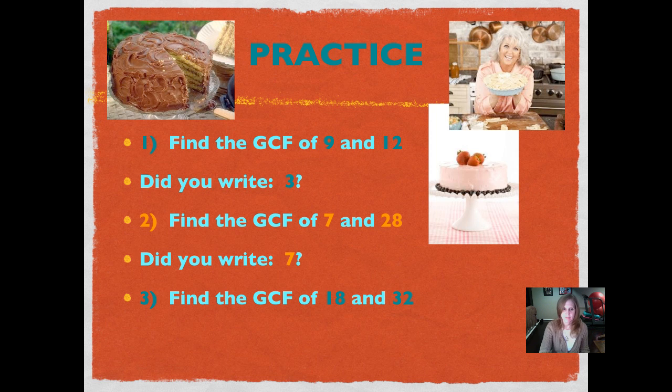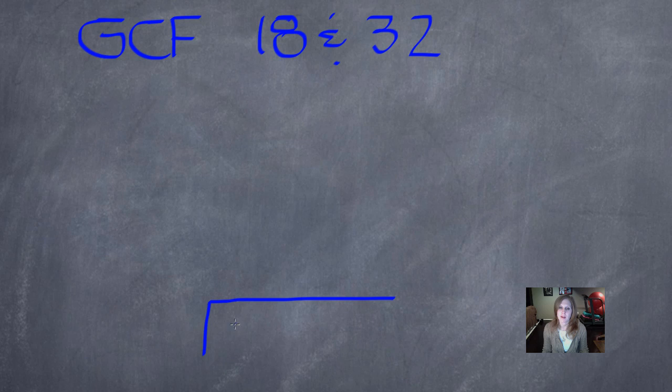Did you write 2? That seems mighty small for the numbers 18 and 32. We better check that, see how we did it. So we're going to put 18 and 32 in the bottom layer of our cake. And I'm going to divide them both by the easiest number I know to divide them both by, which is 2, because they're both even numbers.